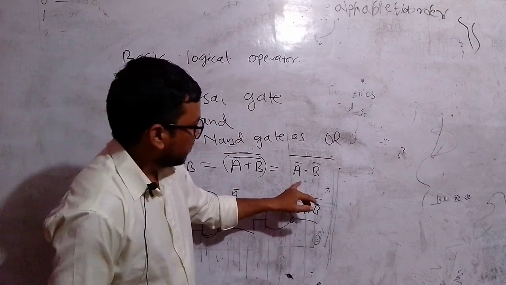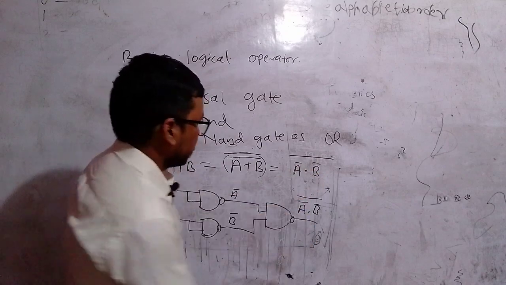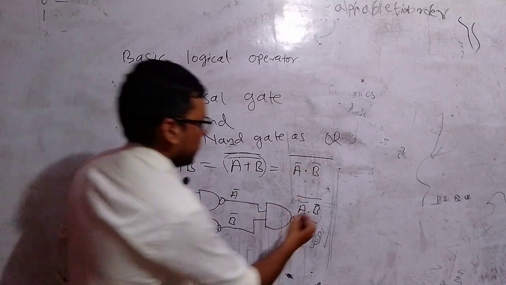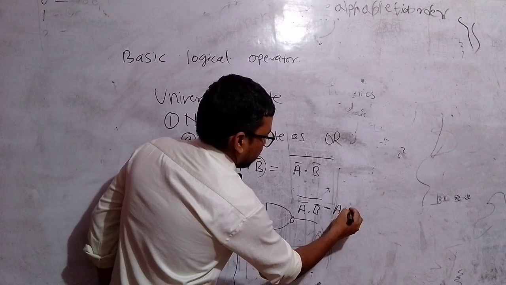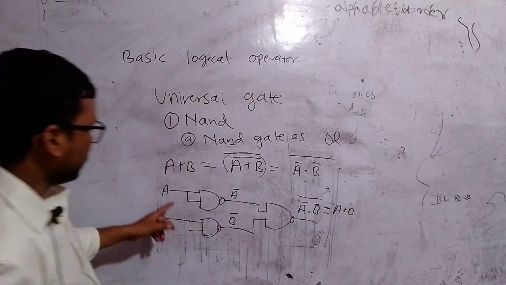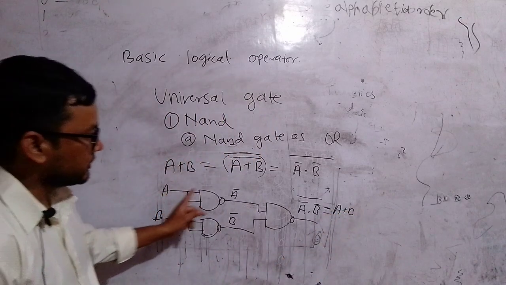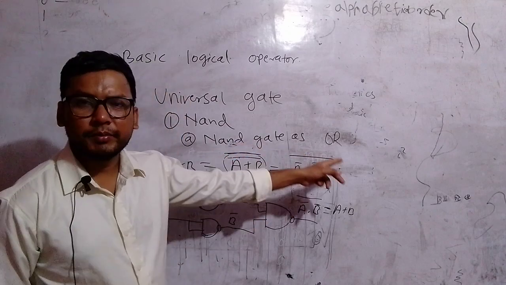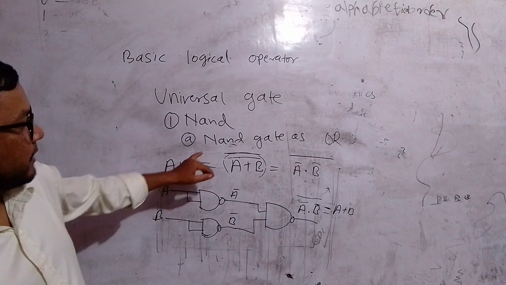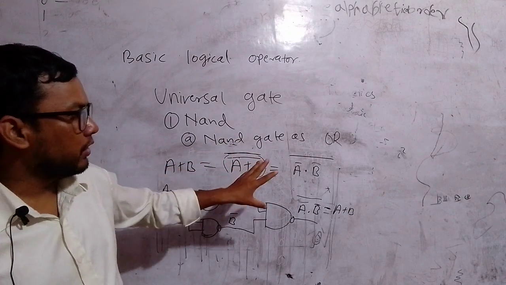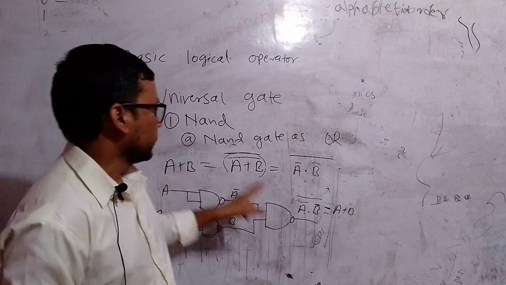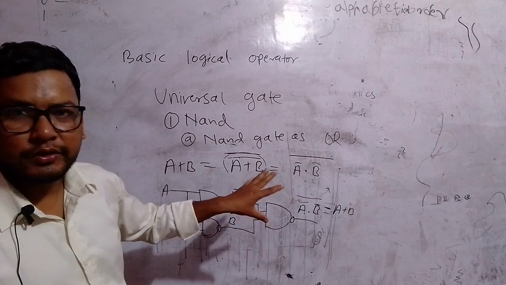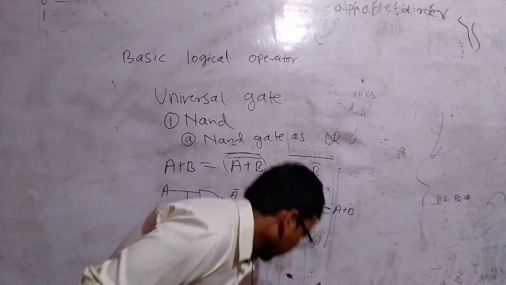That means we have achieved this expression. That means we have achieved A plus B. This is equal to A plus B. Now for two inputs A and B, we have achieved A plus B. That means NAND gate as an OR operator. Now we have used the NAND gate to draw all of the basic gates. Thus the NAND gate is called the universal gate.